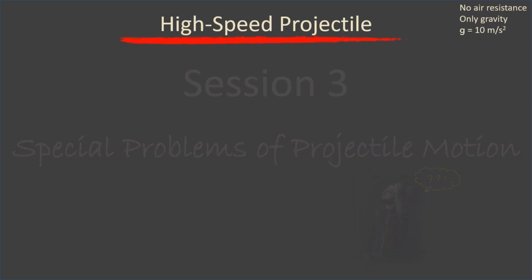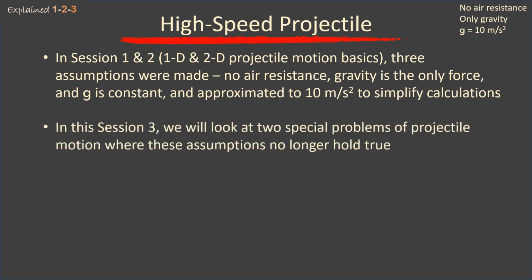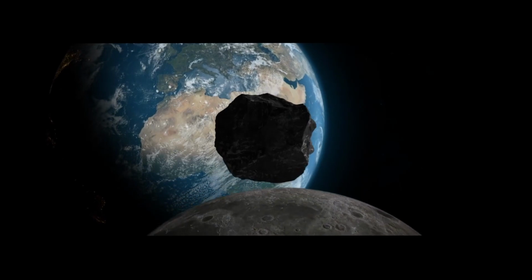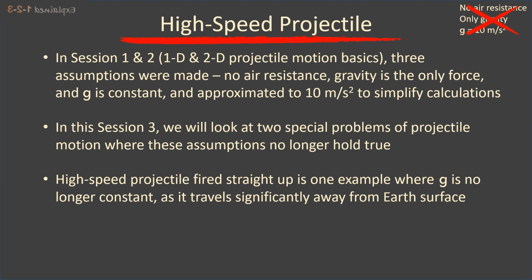So, let's get started. When talking about projectile motion in introductory physics, we often assume that there's no air resistance, gravity is the only external force on the projectile, and it's constant. These assumptions are a good approximation for a lot of problems, but there exist some situations where these assumptions no longer hold true. A high-speed projectile is one such example, where Earth gravity should not be assumed constant because the projectile travels significantly farther away from the Earth's surface. So, let's take a closer look at this high-speed projectile problem.